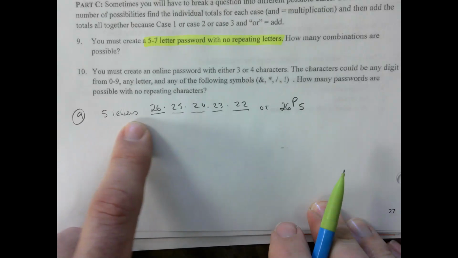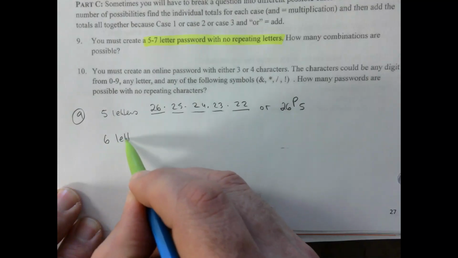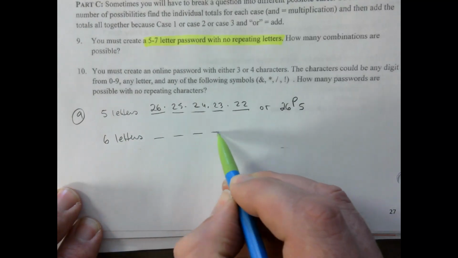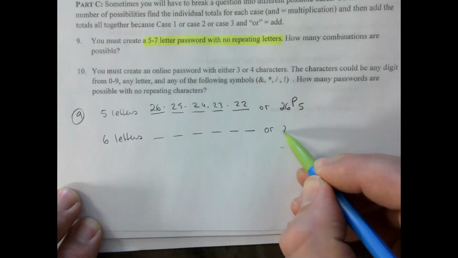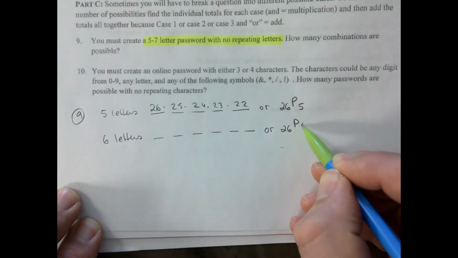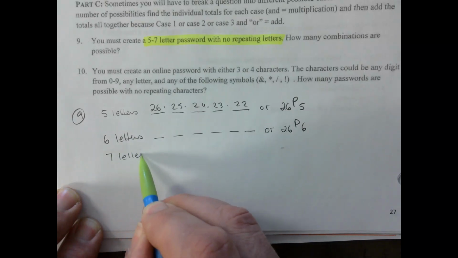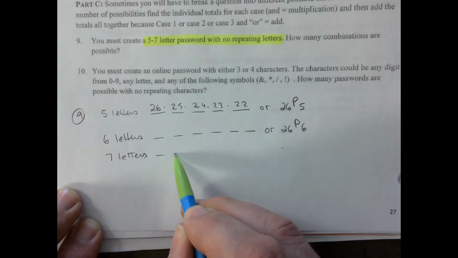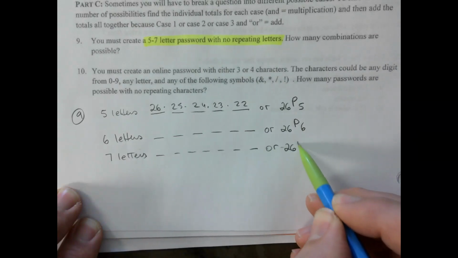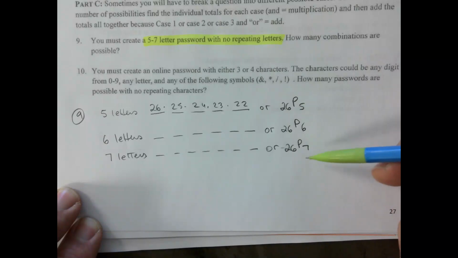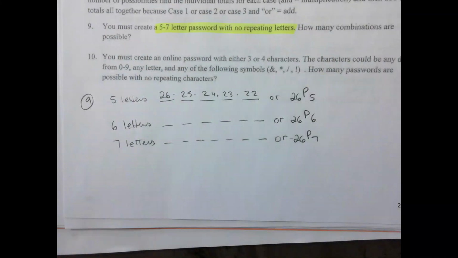So this would be a password using 5 letters. If it's 6 letters, 1, 2, 3, 4, 5, 6. I'm going to skip to this part. Or 26, pick 6. If it's a 7 letter, it's 1, 2, 3, 4, 5, 6, 7. Or from the 26, pick 7. And remember, when we do pick or permutations, we're assuming no repeats.